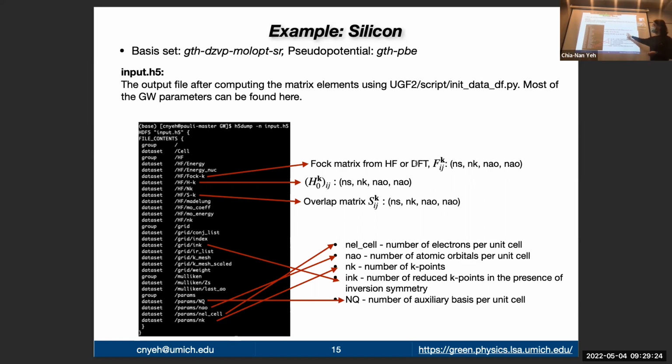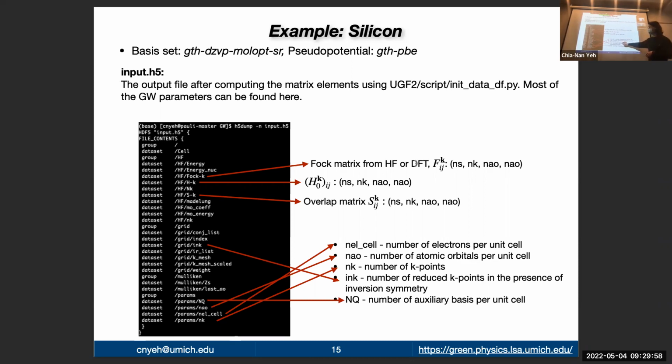Like I say, the UGF2 code assumes these Gaussian-type orbitals. So in practice, what we do is we just read all these matrix elements as an input. If you have another program and you are able to generate this input H5 using exactly the same format, the UGF2 code is able to compute it as well. So this Fock and non-interacting Hamiltonian and overlap has this dimension.